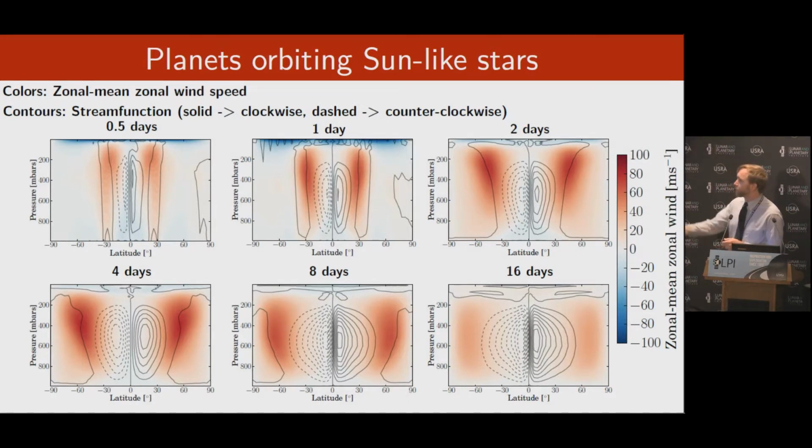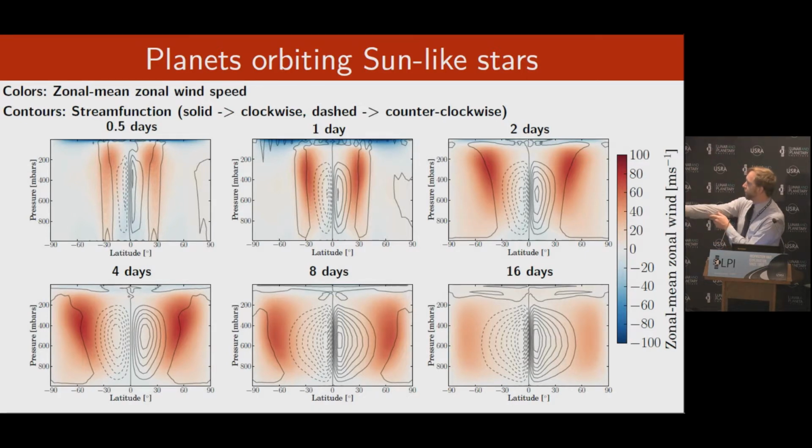And so here I'm showing you how the zonal mean zonal wind speed and the stream function vary as a function of rotation period. So these are plots in terms of pressure and latitude space, and they're zonally averaged. The colors are showing you the zonal mean, the east-west average of the east-west wind, and the contours are showing you the stream function. Solid stream functions mean clockwise rotation, and dashed lines mean counterclockwise rotation.